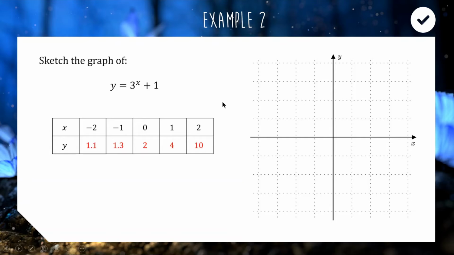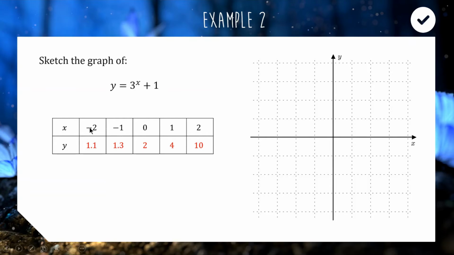Okay, here's our answers. So we're going to do 3 to the 0 gives us 1. Anything to the power of 0 is 1. That's an important fact for you. If you add the 1, you get 2. 3 to the power of 1 gets us 3. If we add 1, we get 4. And then 3 to the power of 2 is 3 squared, gets us 9. And then we add 1 to get 10.